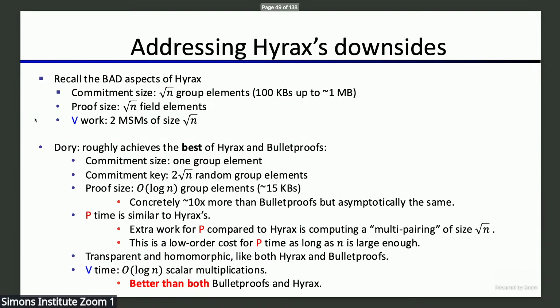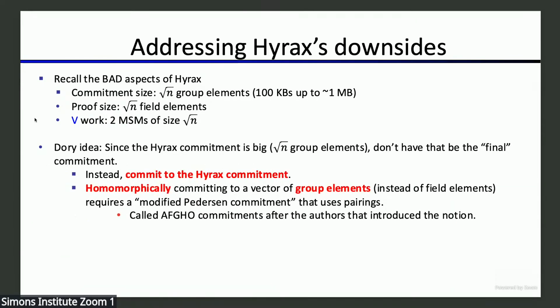Okay. Dory kind of achieves the best of Hyrax and Bulletproofs. And I'll just tell you the key idea. You take the Hyrax commitment, that's size root n, we're not happy. So you commit to the Hyrax commitment. What's the prover time for the first one again? For Bulletproofs?